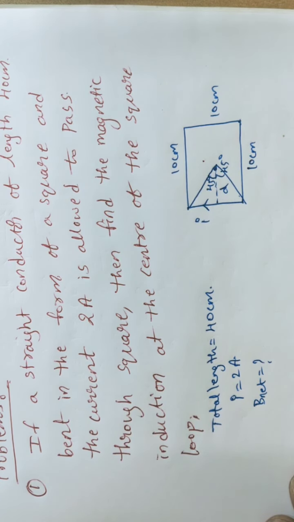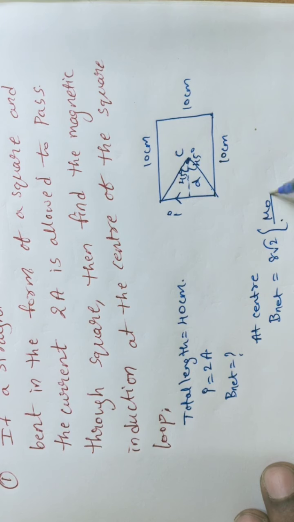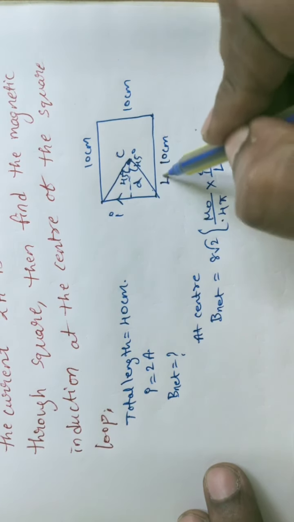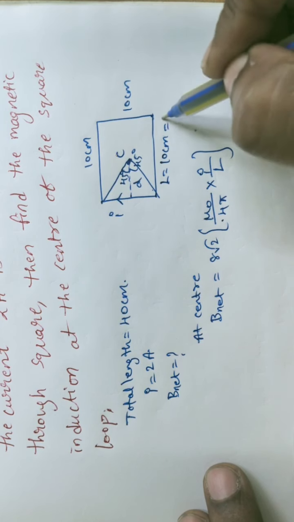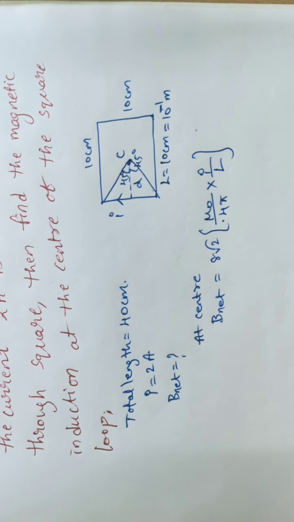Is it clear, students? So at center C we have one formula, which we just explained. At the center, B net is equal to 8 root 2 into mu naught divided by 4 pi into I divided by L, students. This is the actual formula. So let me consider here L value is equal to 10 centimeters, which means 10 power minus 1 meter. That is the L value I am choosing, students.